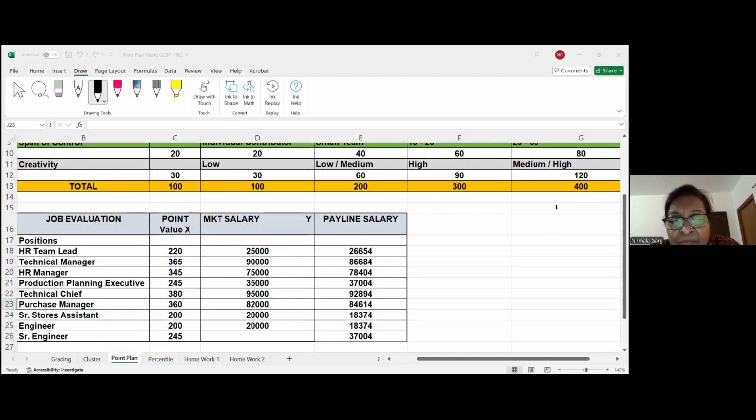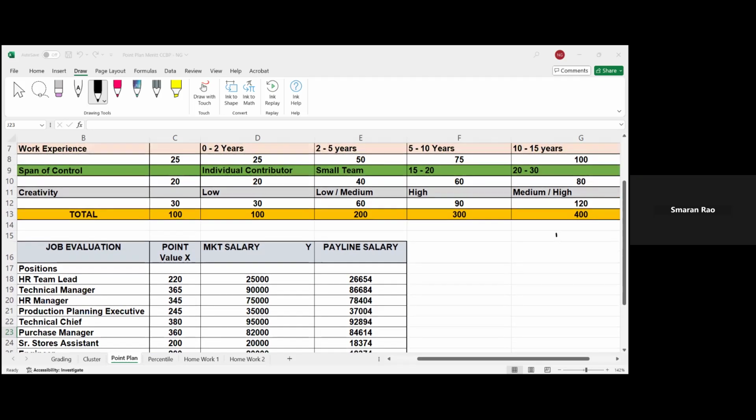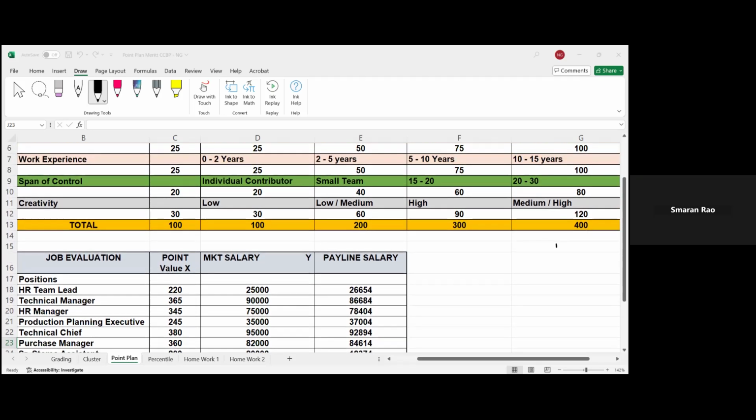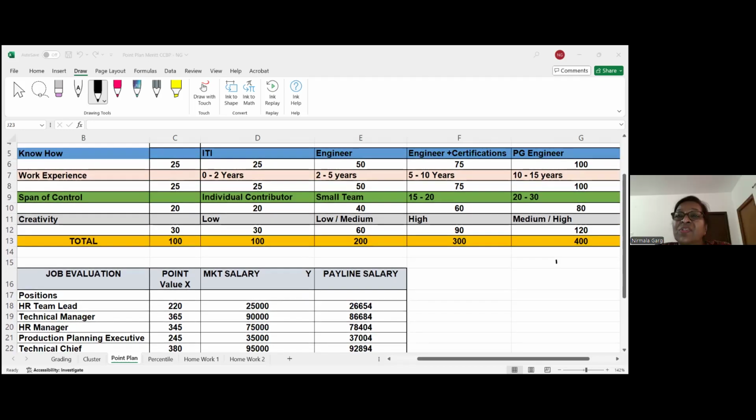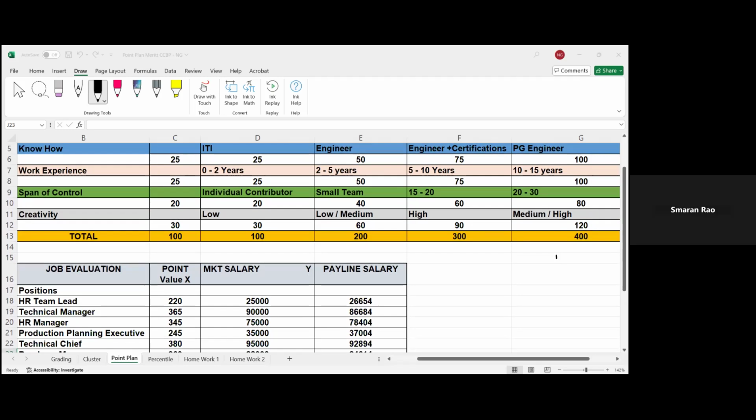Any questions here? How did I arrive at the total point value for every position? Just give me a thumbs up because then I'll go to the next one. I think Mihan has a question. He raised his hand. Mihan, you want to tell me something? Please, this is a forum for learning and you should always ask.